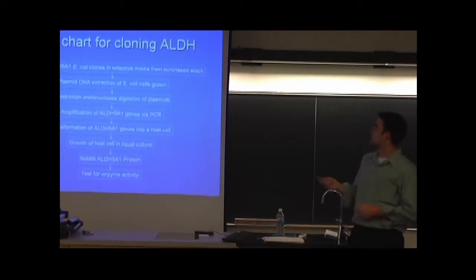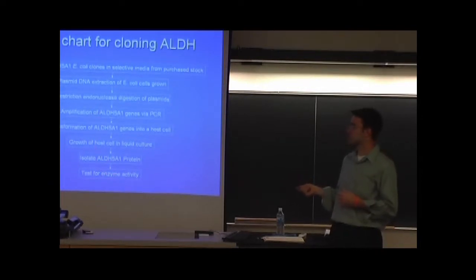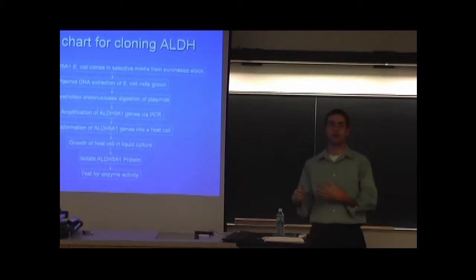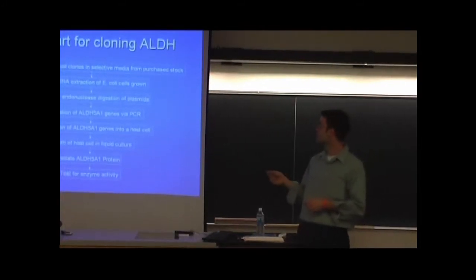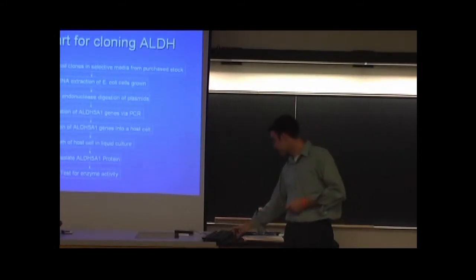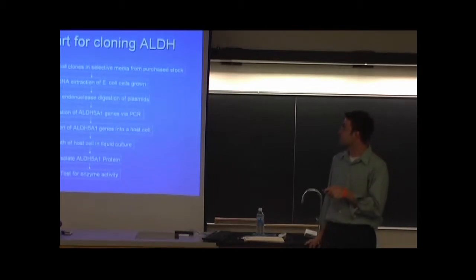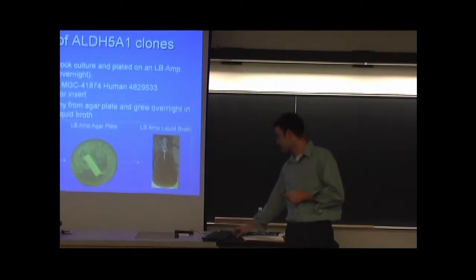So here's a flow chart that hopefully you can follow along with me when I go through this. I know it's a big problem for me when I'm listening to people's lectures, trying to follow along with the steps that they're going on in their research. So I'll be coming back to this slide numerous times. Hopefully you can keep along. In the first step, and there is the growth of Aldh5A1 E. coli clones in selected media from a purchased stock.